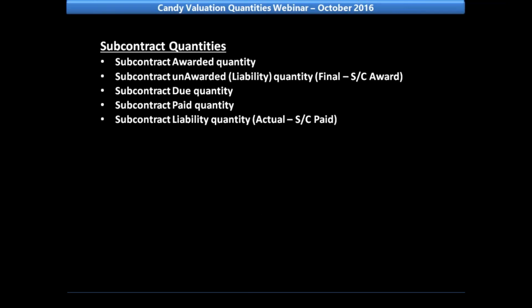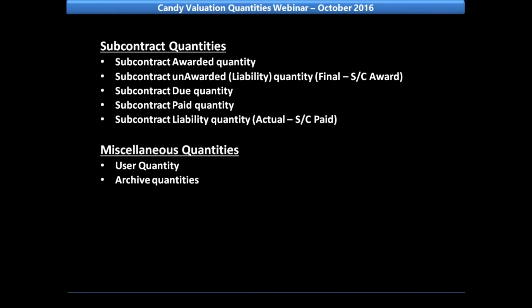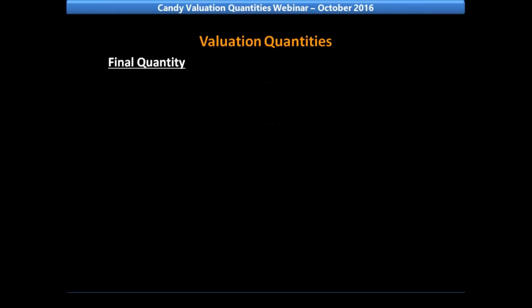Then we have some subcontract quantities. We have subcontract awarded quantity. Subcontract unawarded is my liability quantity, as a final minus subcontract awarded quantity. I have subcontract due quantity, subcontract pay quantity, and subcontract liability quantity, which is my actual minus my subcontractor paid quantity. Then we also have some miscellaneous quantities, which is my user quantity and archive quantity.